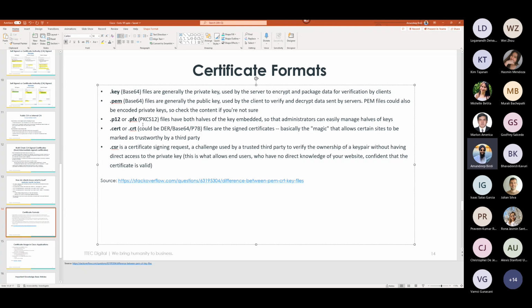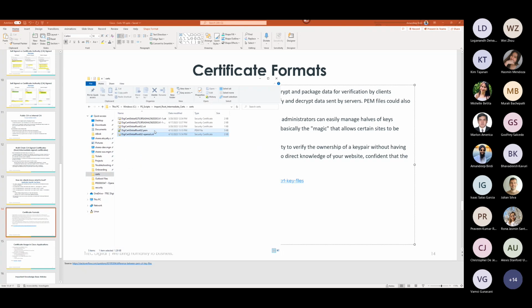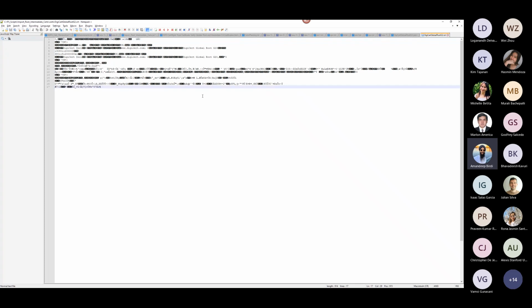The next one is .cer or .crt. This is an extension, I should say. This extension could either contain a DER encoded file or a base64. A DER encoded file looks something like this. Like, you can't open that in Notepad. So let's say I open this. This is what I got from DigiCert's website, right? This is what they gave me. This is DER encoded. So if you open it in Notepad++, this is what it looks like.